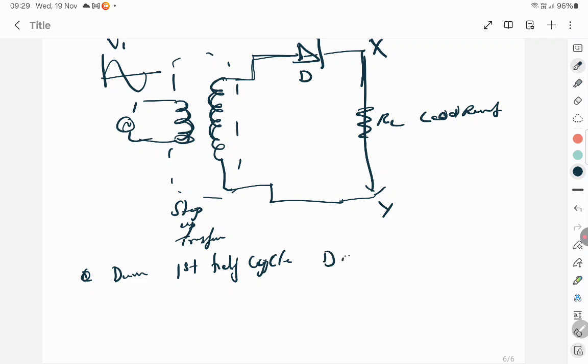The diode D is getting a positive voltage. Let's consider this point is P and this point is Q. The point P is getting a positive voltage. So diode D is getting forward biased, so diode D is getting diffusion current, majority will flow. Thereby the current flows from X to Y through the load resistor.